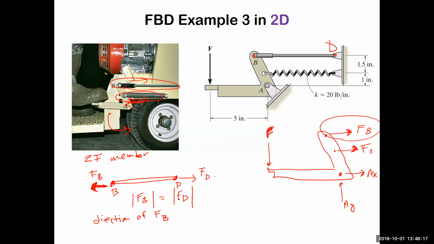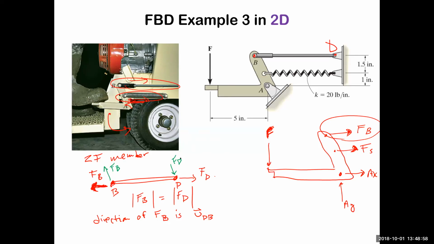And also, it has to be oriented along the line what? The direction of FB would be a unit vector going from D to B. How do I know that? Why can't FB be going in a different direction? What if I thought maybe FB could be going this way and FD could be going this way? Could that be possible and be in equilibrium? Why not?